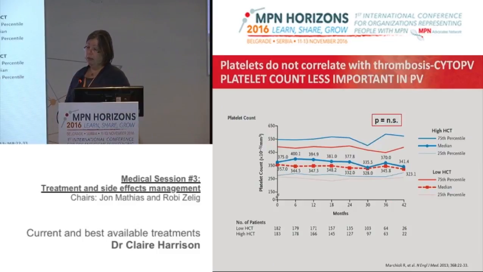But going back to the blood count, is the platelet count important? Well, the data from CYTO-PV suggests the platelet count is not important. So if you compare the two arms, the low hematocrit arm, there's the red. Here, that's the middle of that. That's the upper quartile. And here's the high hematocrit arm. They're pretty much mapped. There was no difference in the platelet counts between these two arms, suggesting, if you look at the results from this study, that the platelet count is not important for thrombosis in PV.